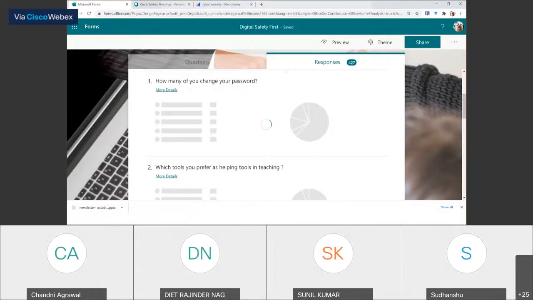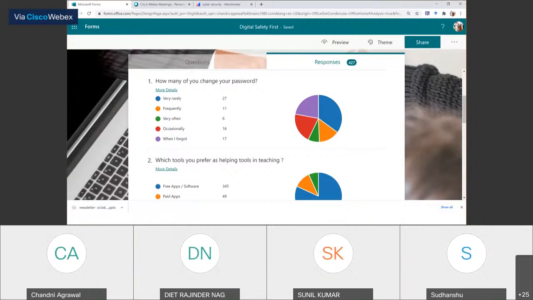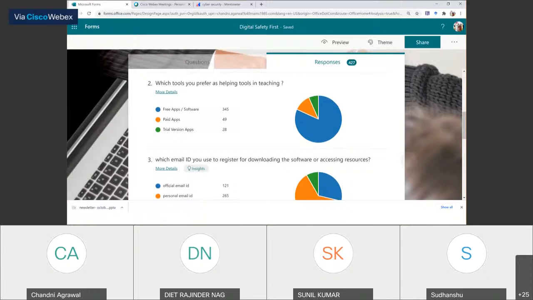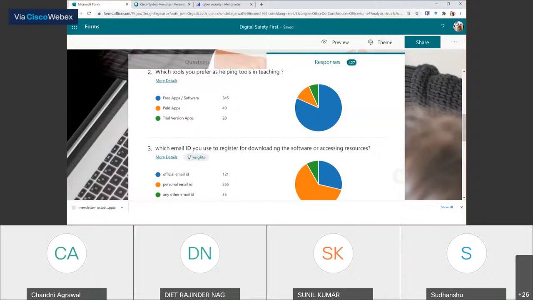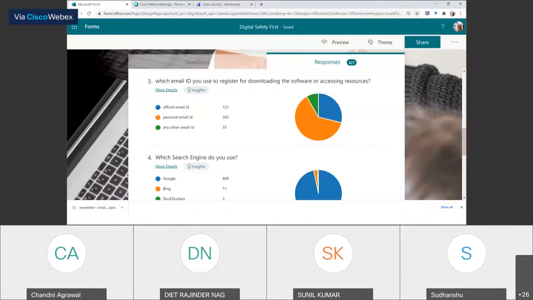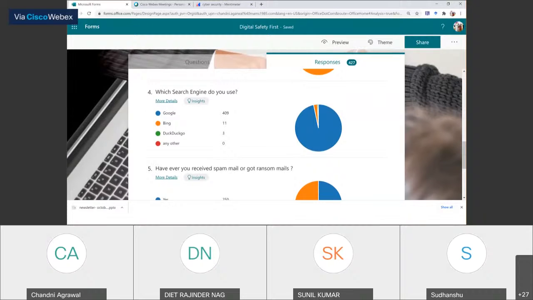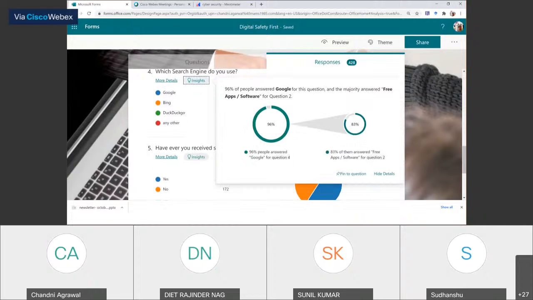So let's see the responses and discuss what is the general trend for these particular questions. So if we see, this is how often. Very rarely people change the password, and maximum people prefer free apps and software for helping tools in teaching. Most of them use a personal ID for downloading the software or accessing the resources. So let's see which search engine do you use. Maximum people, like 96% people, gave the answer Google, whereas 83% of them answered free apps and software.